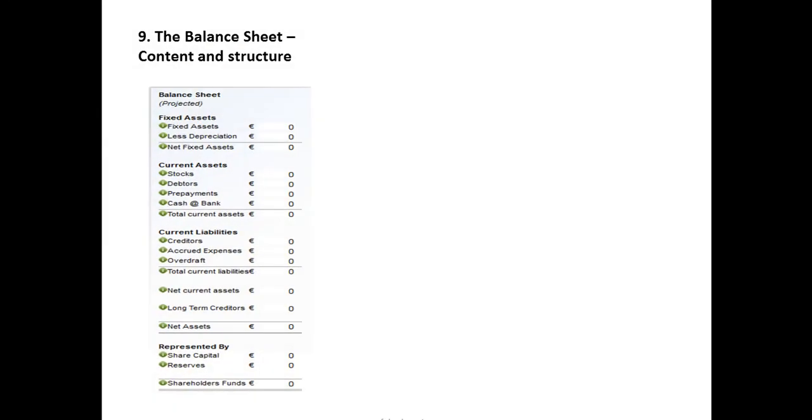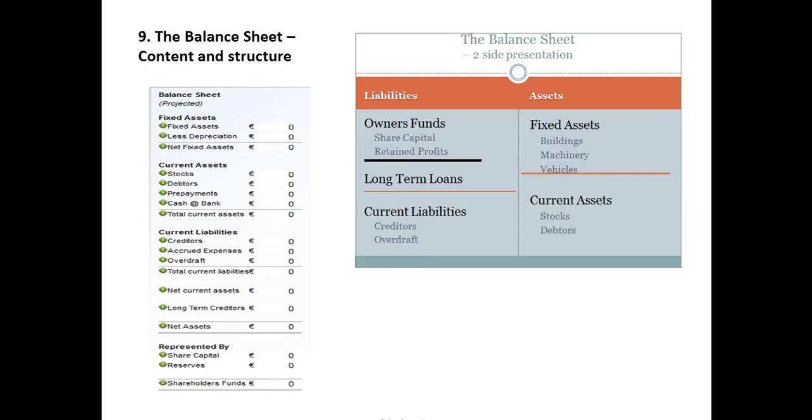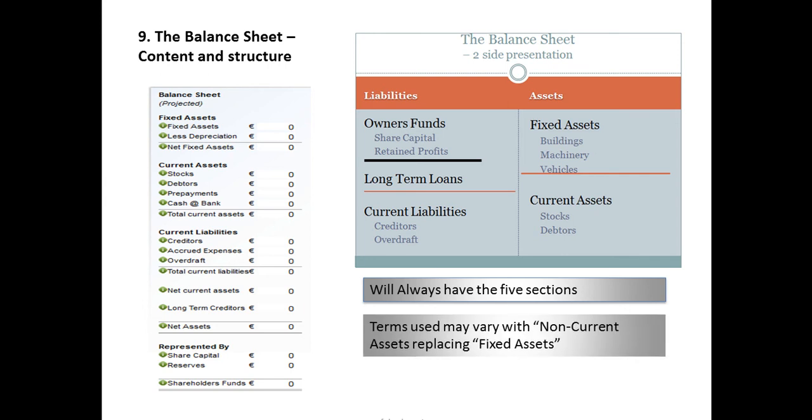The balance sheet's content and structure. This is the conventional presentation. That was the old-fashioned left-hand, right-hand. Still very useful to show the five sections that every balance sheet will have: the owner's funds, long-term loans, current liabilities, and fixed assets and current assets. Terms may vary. Non-current asset now replaces fixed assets in some presentations, and the USA reverses the presentation. Assets are on the left-hand side.